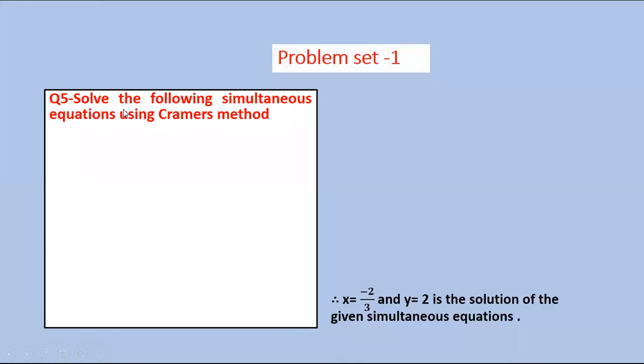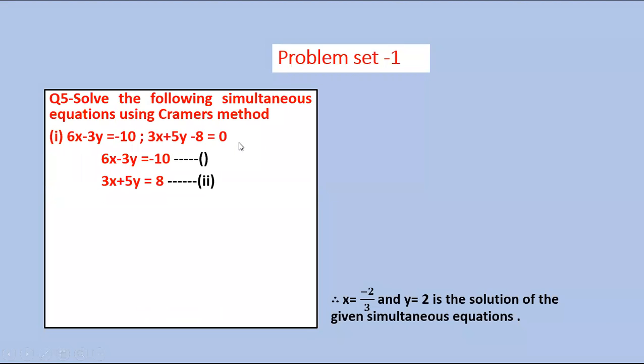Question number 5. Solve the following simultaneous equations using Cramer's method. First, 6x minus 3y is equal to minus 10. 3x plus 5y minus 8 is equal to 0. First, give names to the equations. 6x minus 3y is equal to minus 10, equation number 1. And 3x plus 5y minus 8 goes to the RHS, then we get plus 8. Therefore 3x plus 5y is equal to 8, equation number 2.